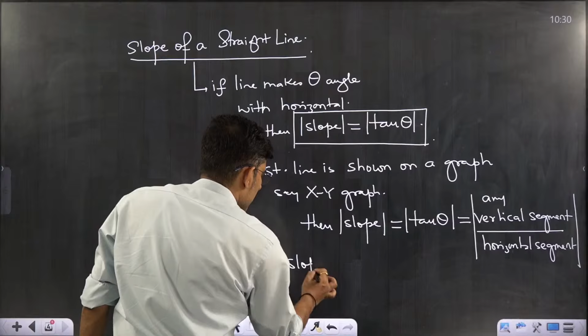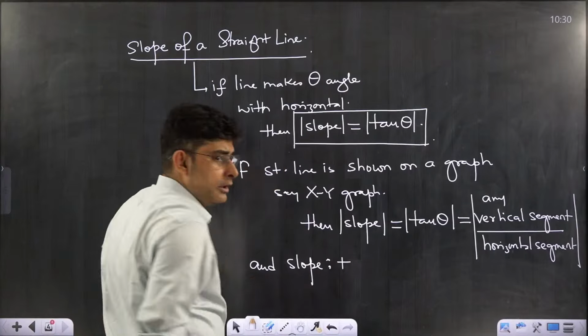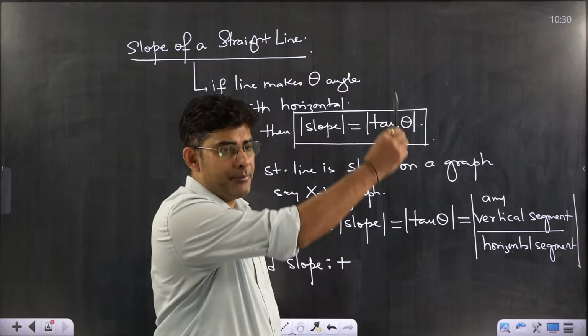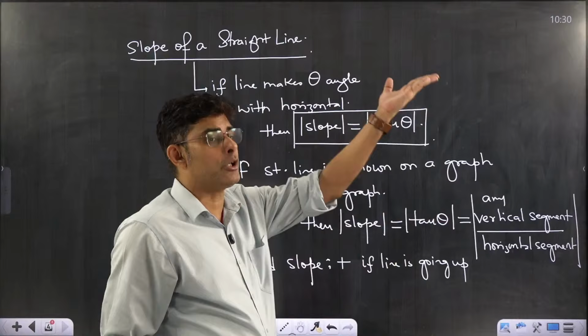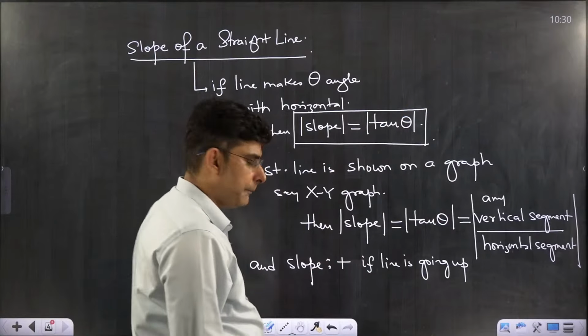We will say the slope will be positive if you see that the line is going up. Start moving along the x-axis, and if you see that the line is going up, then you will say that the slope is positive. As we move along the positive x-axis, if you are seeing that the line is going up, whether the line is negative or positive doesn't matter, then the slope will be positive.